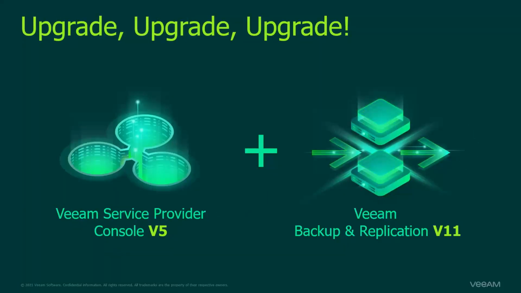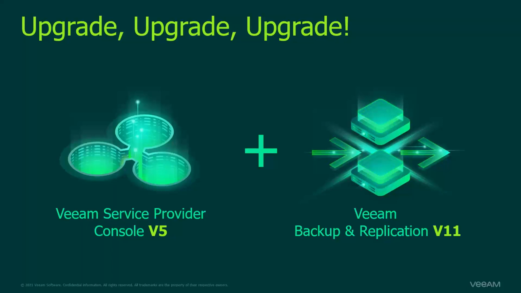Next to that, upgrade. Can't say this enough. If you want to use all this functionality, upgrade to version 5. Service Provider Console version 5 can also still work with version 10 of Veeam Backup and Replication, so it can read both. You don't have to upgrade the other one immediately.